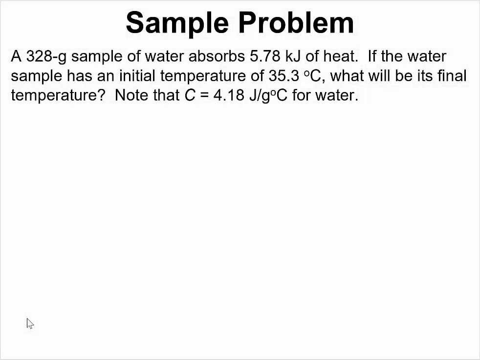A 328 gram sample of water absorbs 5.78 kilojoule of heat. Immediately you look at the question, you should be scouting for the units. Well, immediately I say grams behind the 328, I know that is talking about the mass. And kilojoule is simply joules times 1000, since kilo means 1000. So this would be my Q.